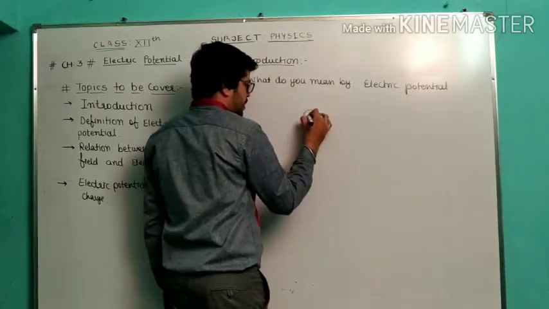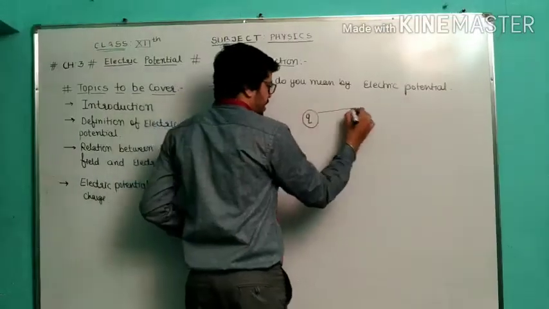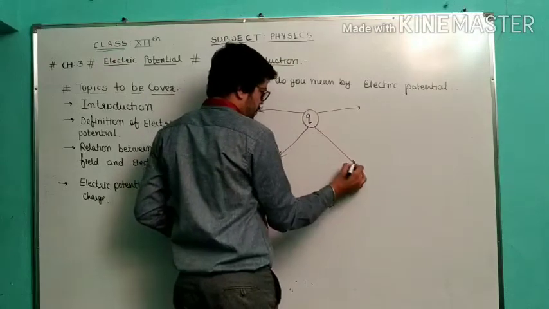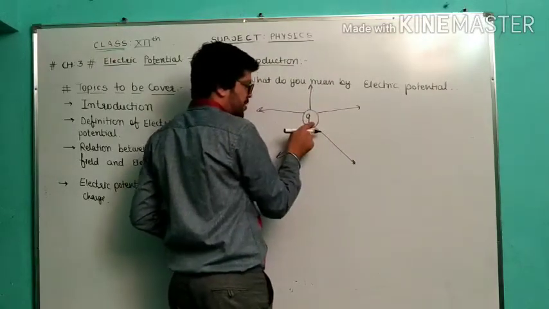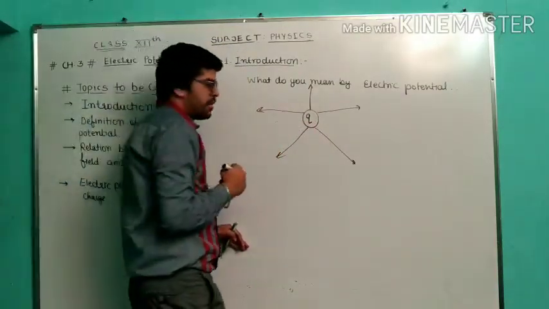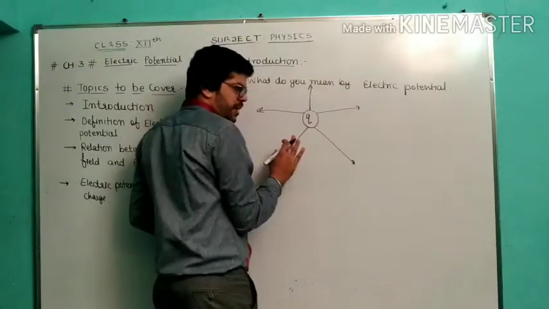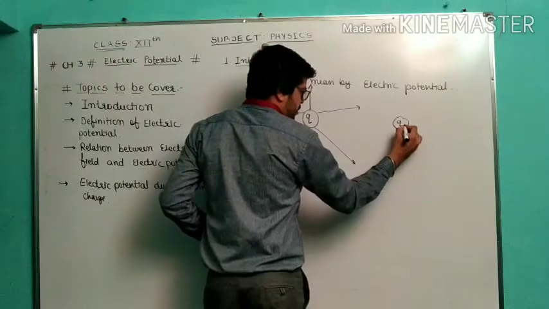Suppose this is your charge, positive charge. It is creating the electric field around it. And I told you this arrow is outside because it is a positive charge, and positive charge always consisting non-negative properties. So it is creating region around it. It is called electric field. And now suppose here one charge is available here, Q1.